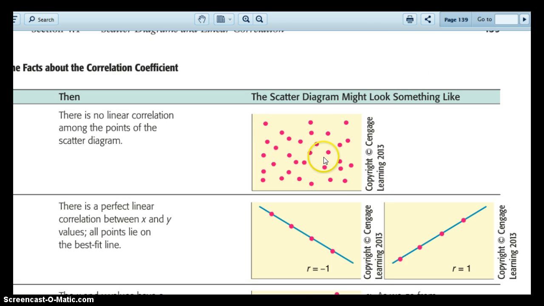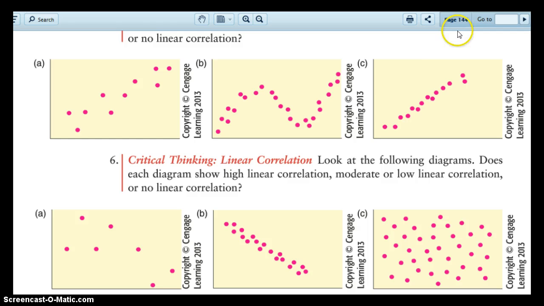But a diagram like this would have no linear correlation, where it's just completely all over the place. You can't draw a line any specific way that would best fit those points. Page 144 at the end of this section also has some good examples. This one would have some moderate linear correlation. A line would go this way through most of the points or along their path.